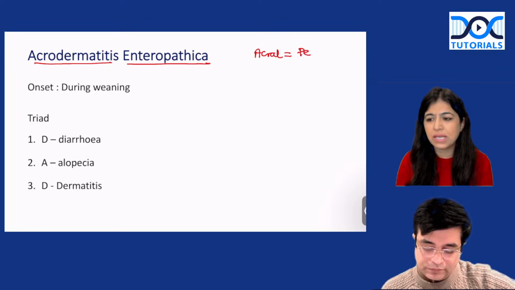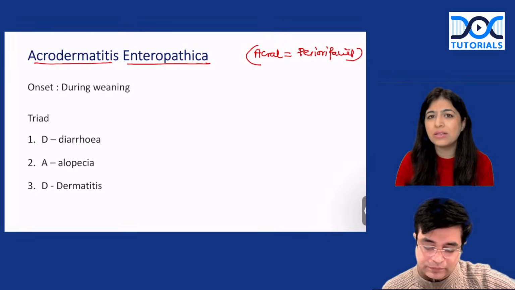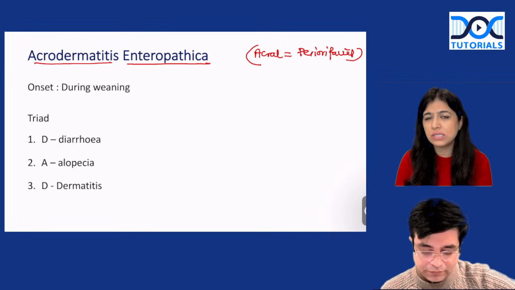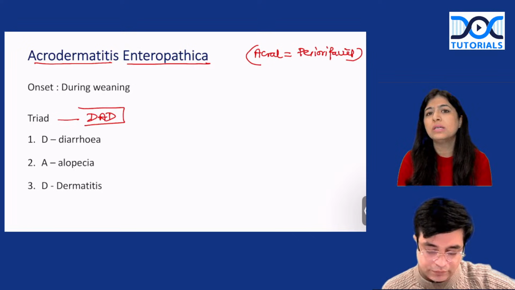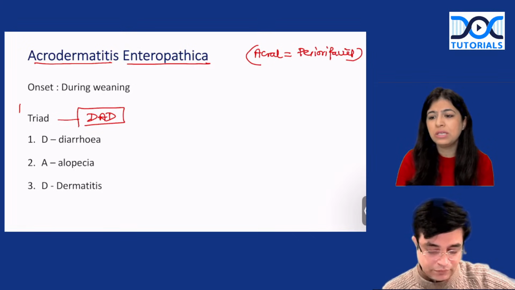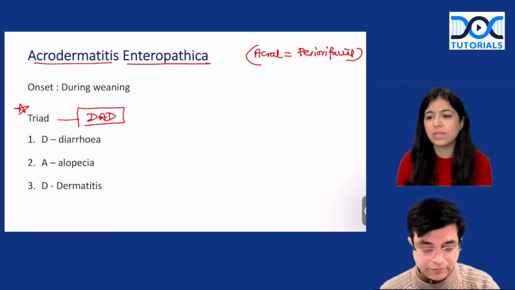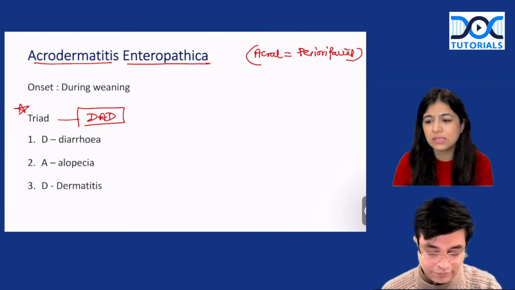Now, this is about the skin. Coming to the other symptoms that are there in the disease, the other symptoms can be remembered as the triad. We were just telling you how to differentiate pellagra from acrodermatitis enteropathica. So there it was DDD, here it is DAD. So that A comes in acrodermatitis enteropathica.